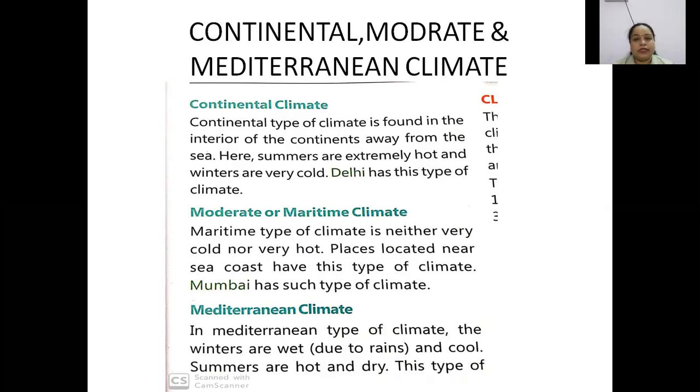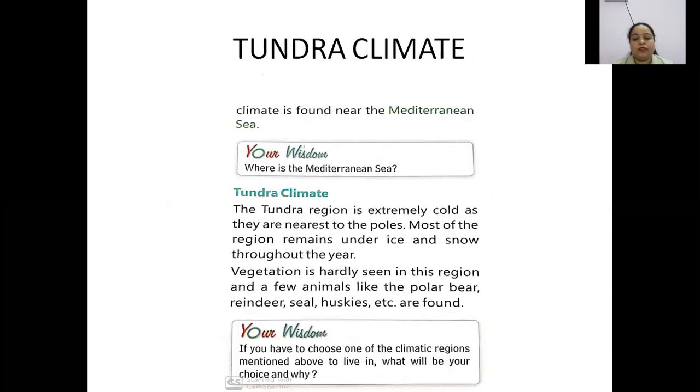The next is Mediterranean climate. In the Mediterranean type of climate, the winters are wet due to rains and cool. They get the rainfall during the winter season. The summers are hot and dry. This type of climate is found near the Mediterranean Sea, above Africa, etc. So this type of climate is found in those areas.